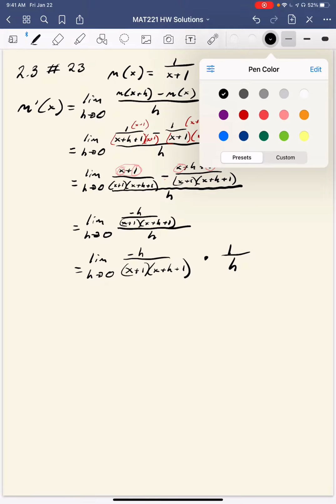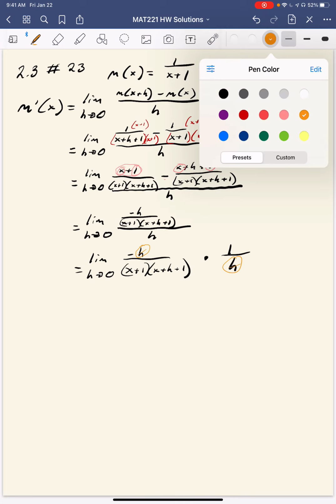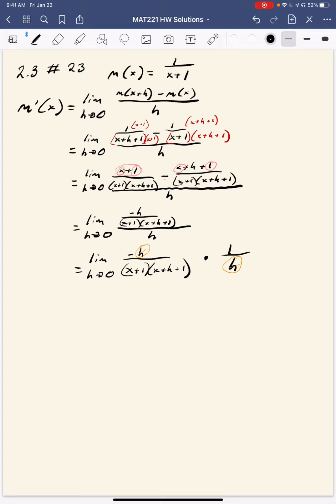Again, a little algebraic cleanup here. I have this h and this h, so h divided by h is just 1. So I can come back, and the derivative of the function is the limit as h approaches 0 of -1 over x plus 1 times x plus h plus 1. Okay, so now I'm all cleaned up here, about as simplified as this can be.